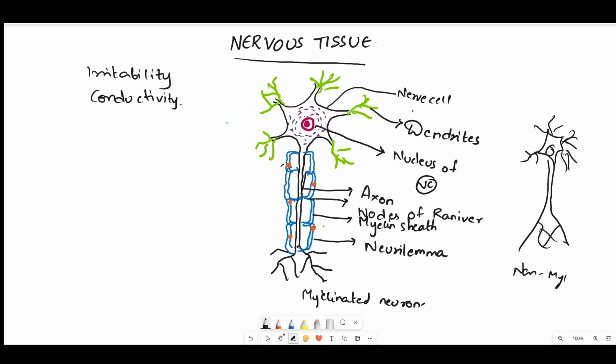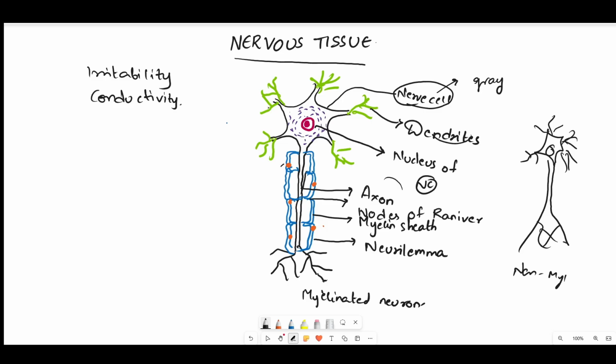So the first one is the nerve cell. So what happens in the nerve cell? This forms the gray matter. It is useful for forming the gray matter of the nervous system. It is present in the periphery of the brain and the center of the spinal cord, and also it is present in groups. If it is present in groups outside the brain, it is called a ganglia.